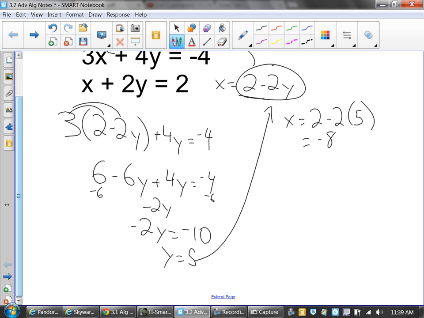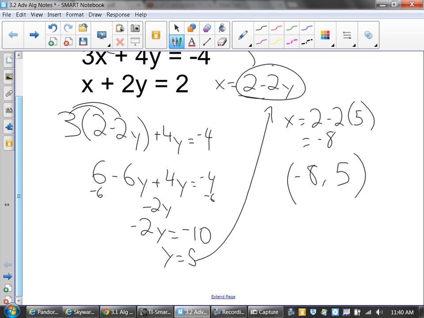So now, when you're writing systems of equations solution sets, you always write them as ordered pairs. Negative 8 and 5. And that's your answer. Because what we've done is we've figured out where these two lines intersect. They intersect at the point negative 8 and 5. Well, this is how you always leave your answer.